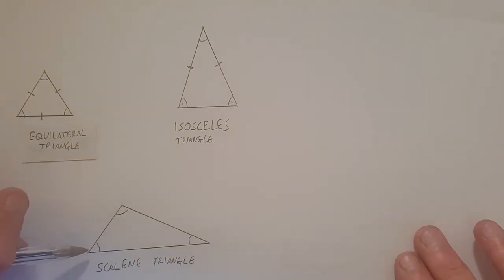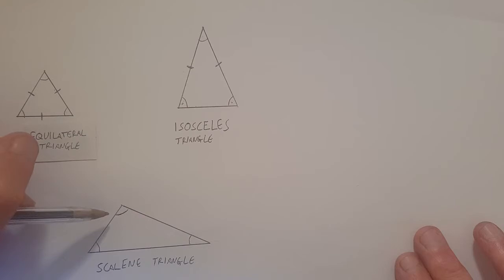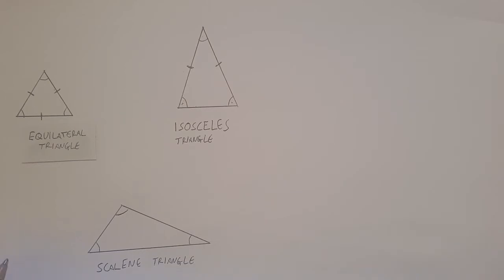And the third type we've got is a scalene triangle, and that's one where all three of the sides are different lengths, but also all three of the angles are different sizes. So next I'm going to look into a wee bit about finding the perimeter of these.